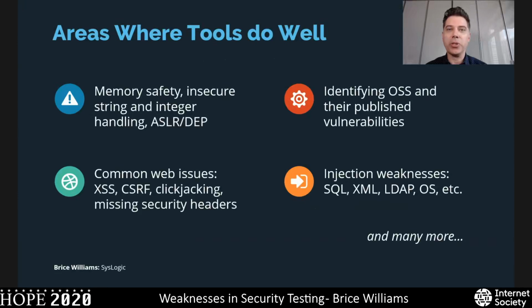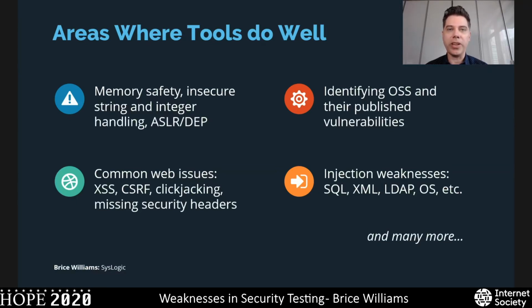Let's look at some areas where tools do well. First, we have memory safety, insecure string and integer handling, and ASLR, DEP. These are all things that a good static analysis tool can help with, especially in the C and C++ space, looking for memory-related concerns in the code, insecure string handling, use of binary protections as a result of compiler flags to opt into operating system protections like ASLR and DEP, all things that are very easy for a good static analysis tool to do and to do well.